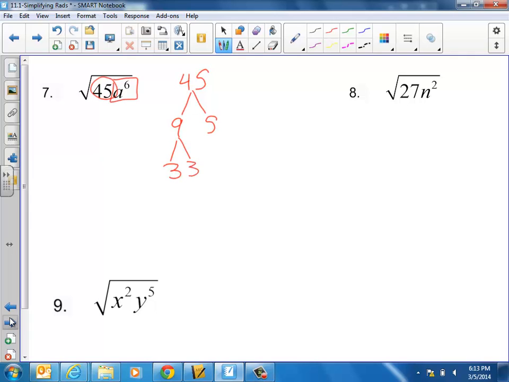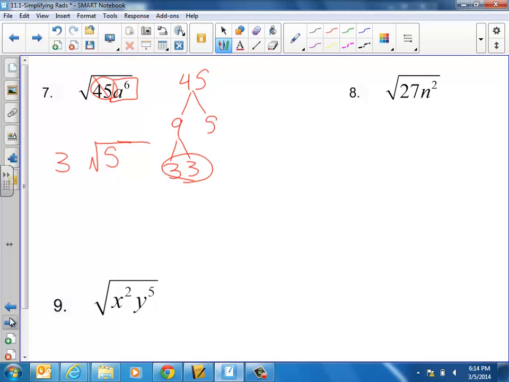9 breaks down as 2 3s. That means 1 3 will come outside the radical. So this is what we know so far. From the number part of the radicand, from the 45, we know a 3's coming out of the radical, and we know that a 5 is staying underneath. So we have simplified everything we could with the 45. We pulled everything with the number out of the radical.